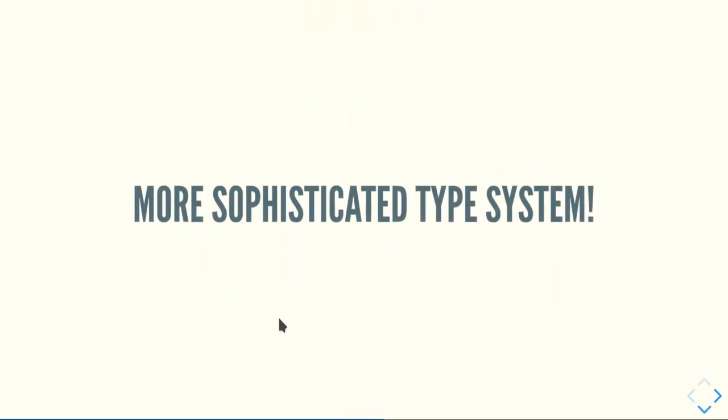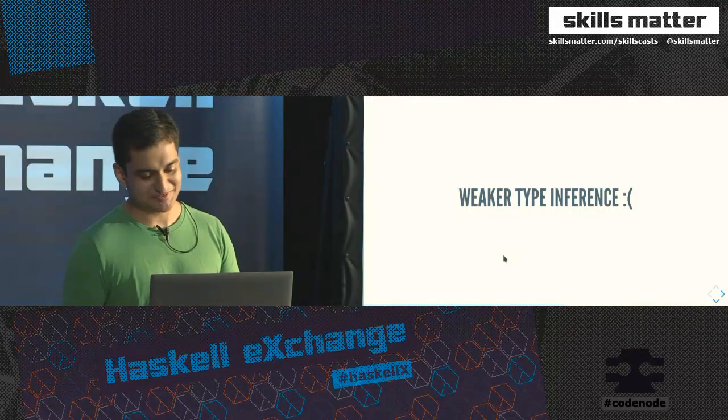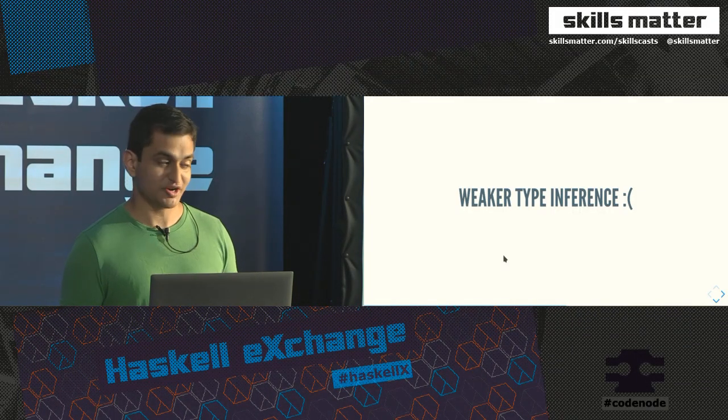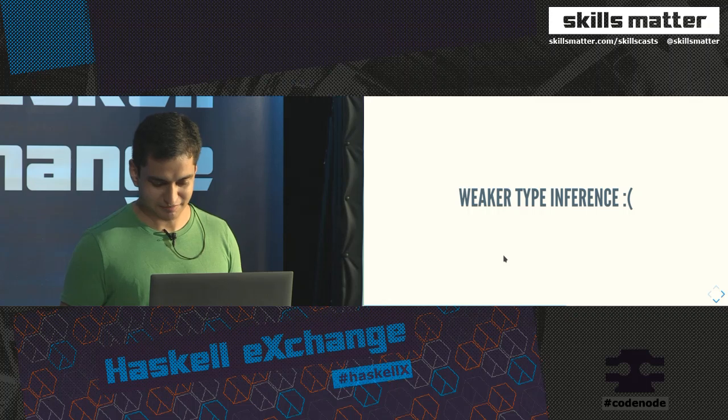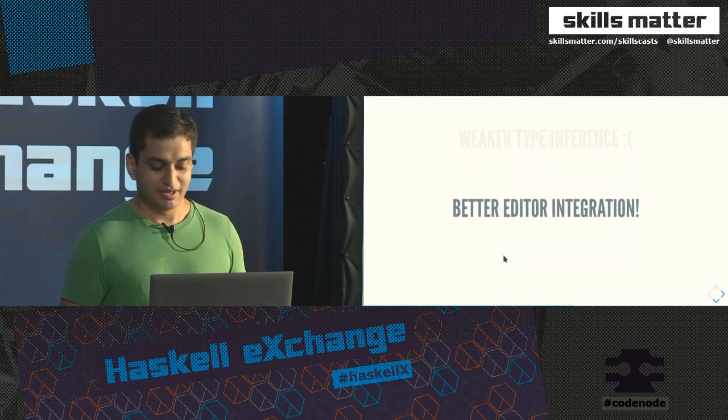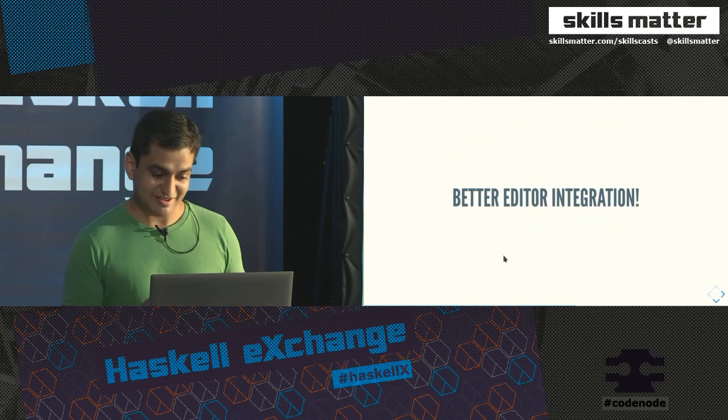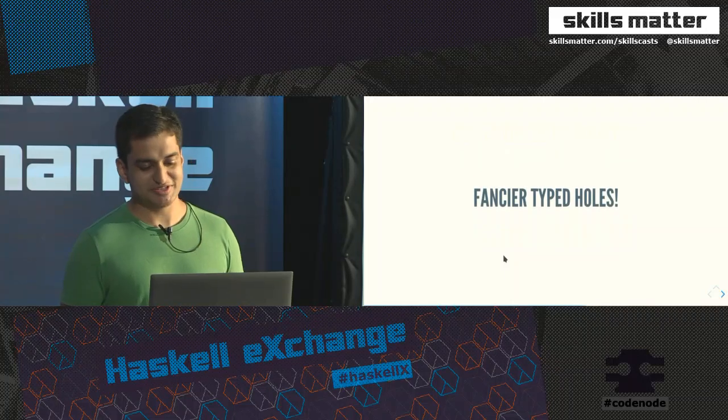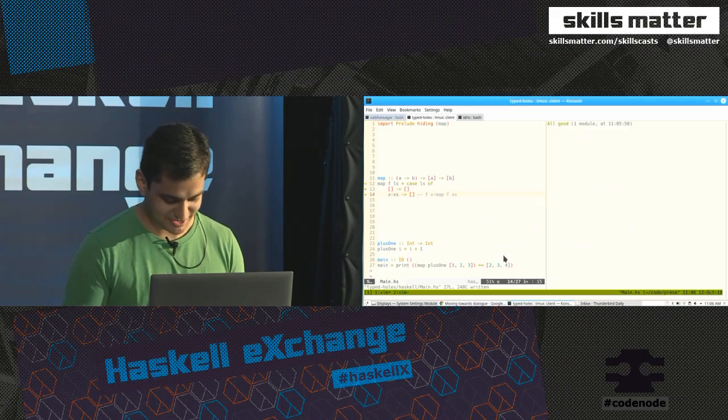And the answer is yes, of course we can do better. Enter Idris. Idris is a programming language with a more sophisticated type system than Haskell's. Fortunately, it also has weaker type inference. So it's not absolutely better in every way. Although it does have better editor integration. And what this means is we get fancier typed holes. So what does that mean?